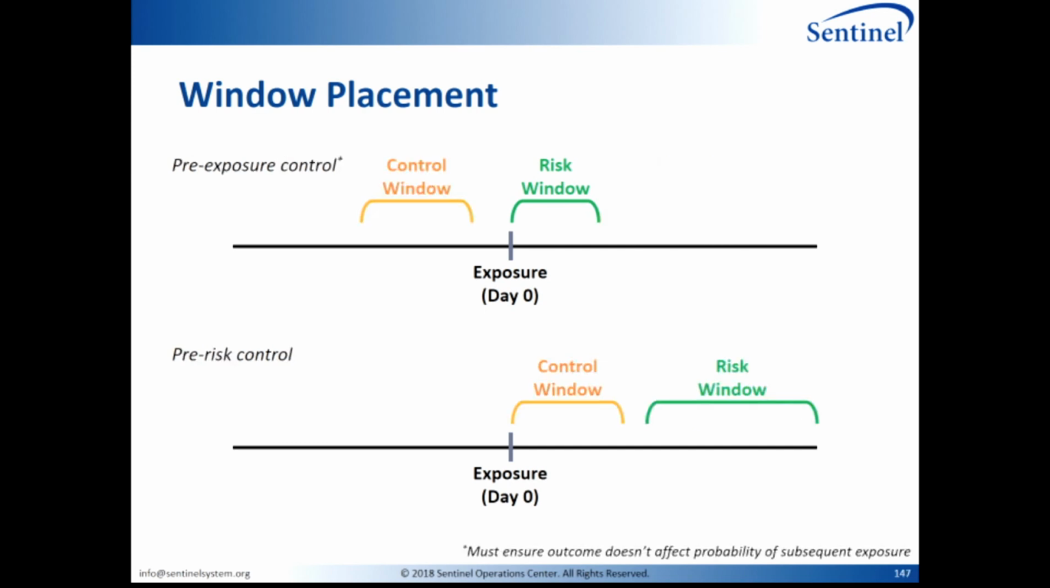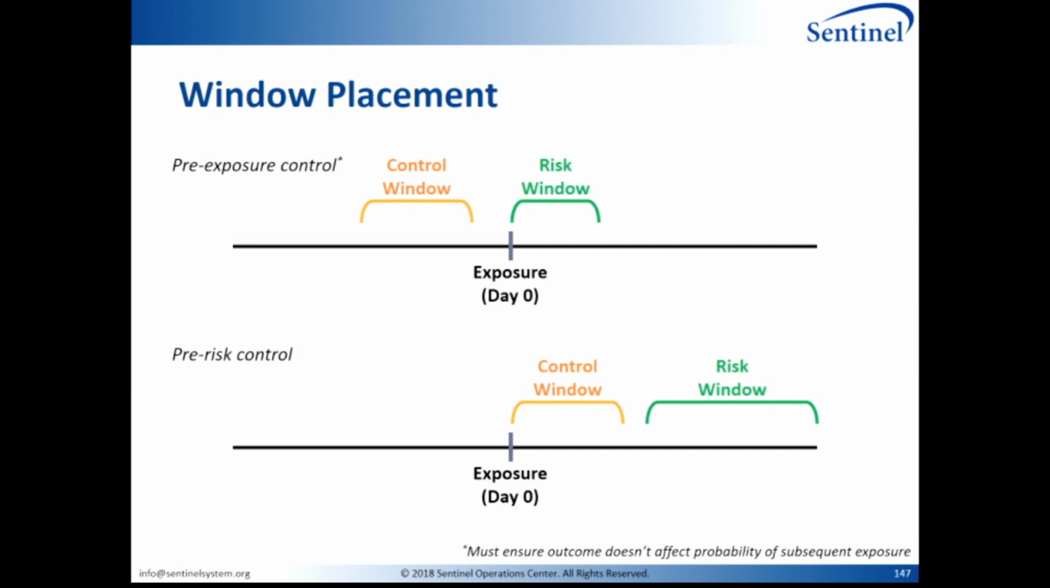Likewise, you can technically have a control window that comes before your risk window. In this case, you have to ensure that the outcome doesn't affect the probability of subsequent exposure, because you wouldn't want a scenario in which you could have the outcome in the control window, which would really prevent or reduce the likelihood of you being exposed subsequently, and that would bias your analysis. So you have to make very strong assumptions about the outcome and its effect on future exposures if you want to do this. And it's not generally recommended, but it's technically feasible within the tool, and it's occasionally seen in practice. You could also have a pre-risk control window.